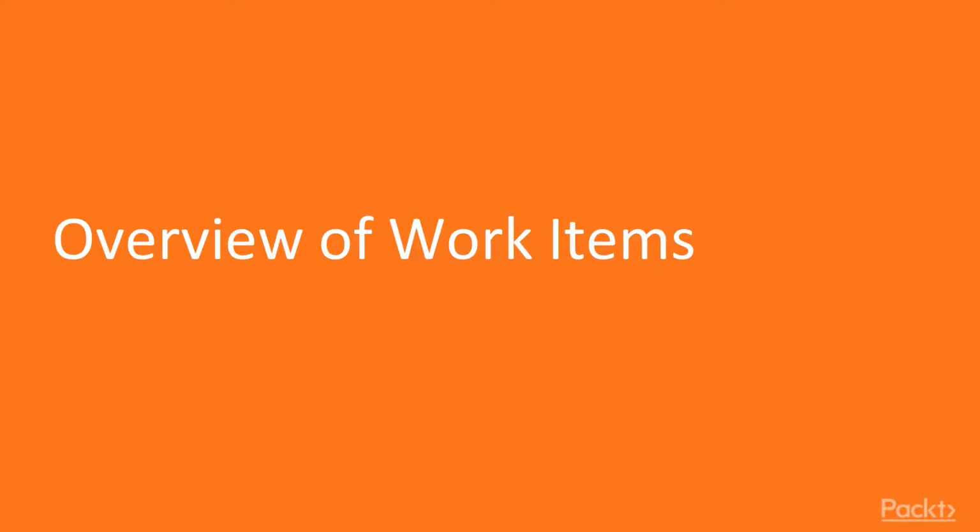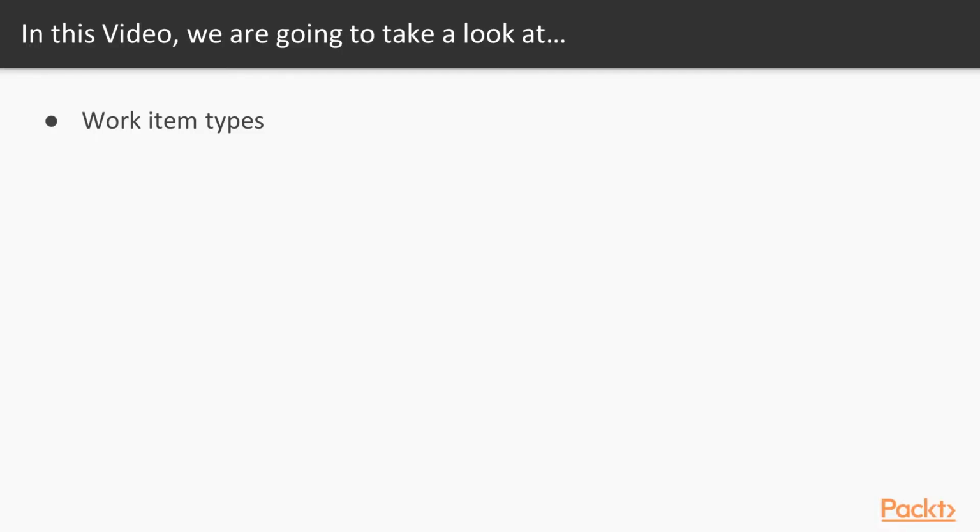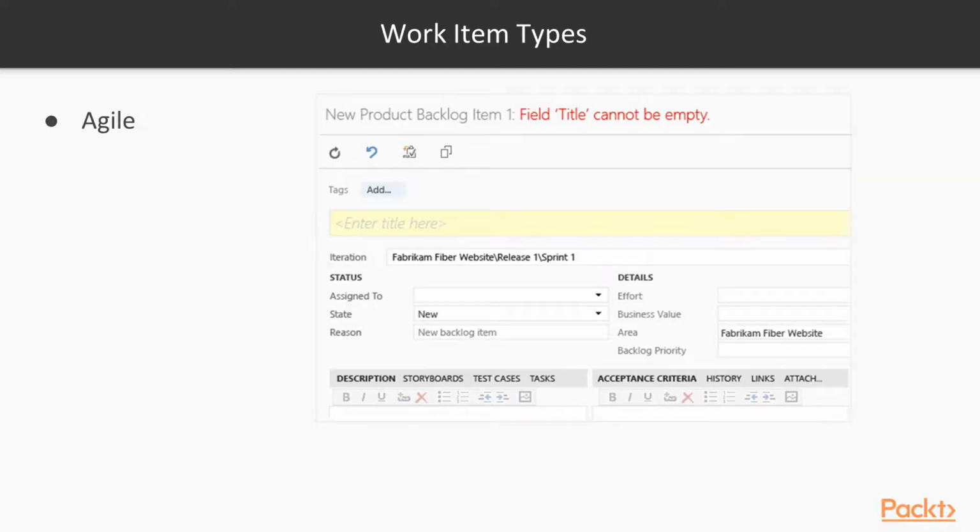So in video 1, we're going to talk about an overview of work items. In this video, we're going to look at the work item types, anatomy of a work item, and the customizations you can do to work items. So work item types, there's 3 types. There's the Agile, Scrum, and CMMI. Depending on the template that you choose, you will get work items that match that particular template.